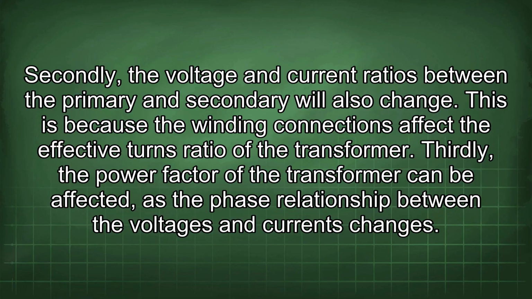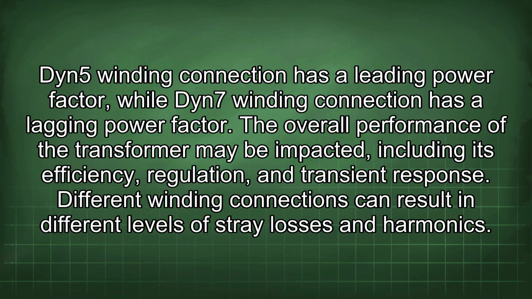Secondly, the voltage and current ratios between the primary and secondary will also change. This is because the winding connections affect the effective turns ratio of the transformer. Thirdly, the power factor of the transformer can be affected, as the phase relationship between the voltages and currents changes. Dyn5 winding connection has a leading power factor, while Dyn7 winding connection has a lagging power factor.